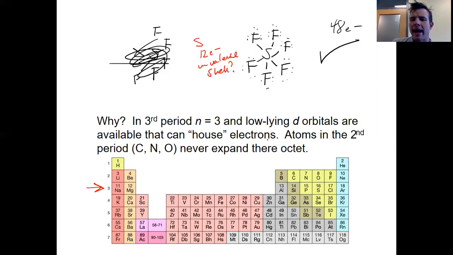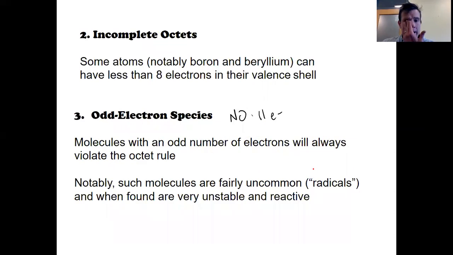And so why does any of this happen? Well, it will turn out that in n equals 3, there are low-lying d orbitals, right? And these can house extra electrons. If I'm in the second period, notably carbon, nitrogen, and oxygen, you can't do that. All right, there are other examples as well.